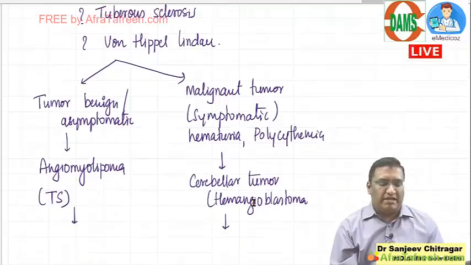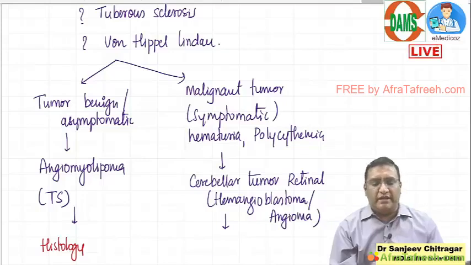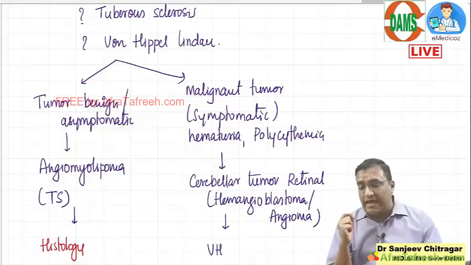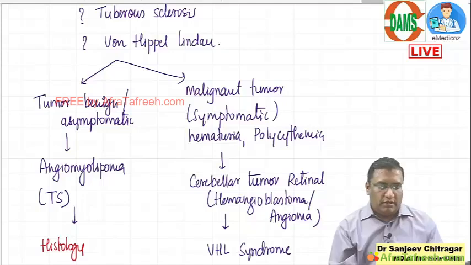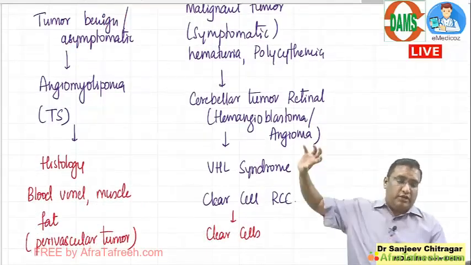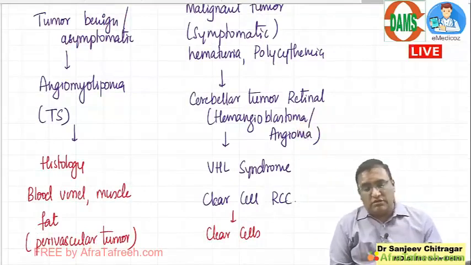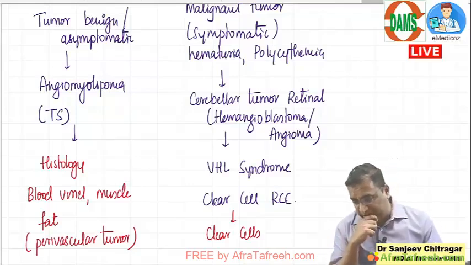It will be a hemangioblastoma, which you commonly see in case of VHL, von Hippel-Lindau syndrome. So not only cerebellar tumor, there can also be a retinal angioma. So cerebellar hemangioblastoma or a retinal angioma can be seen. That will be VHL syndrome, and the RCC will be clear cell RCC. So very, very important: angiomyolipoma will have histology of blood vessels, whereas clear cell RCC will have clear cells.